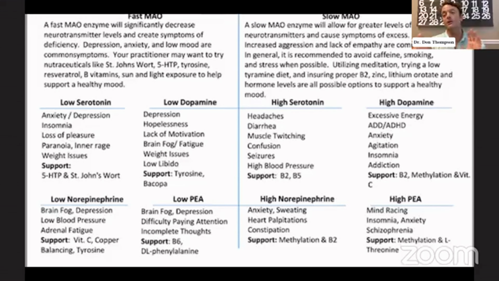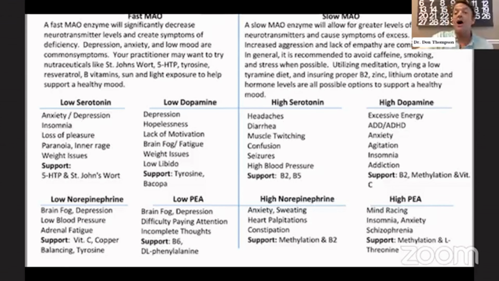I said, okay, we've got to add a little copper, but we've got to balance that out with zinc and copper. Did that in a couple of weeks, no problem. For her, it was affecting the heart, but for others, it can affect the neurotransmitters and the whole system. So just be aware.